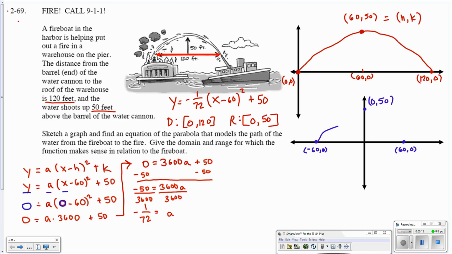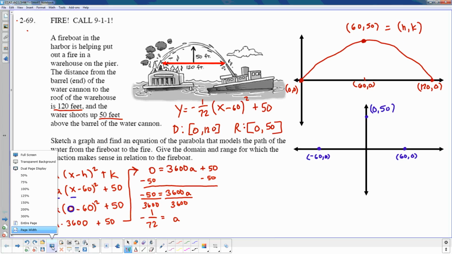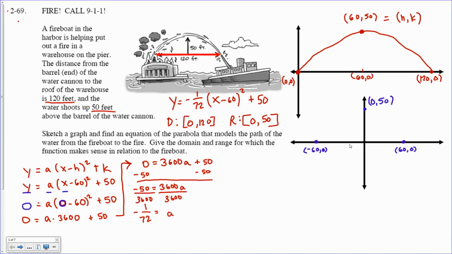It's not drawn to scale, it's probably a little off. Oh, that was way off. Let me try that again. All right, just pretend with me because I'm struggling a little bit here.